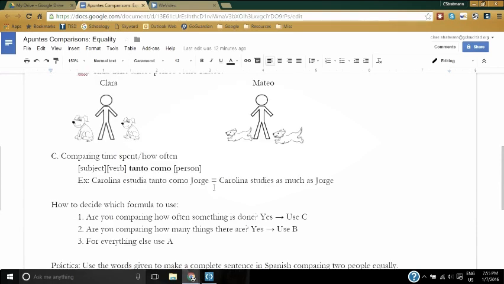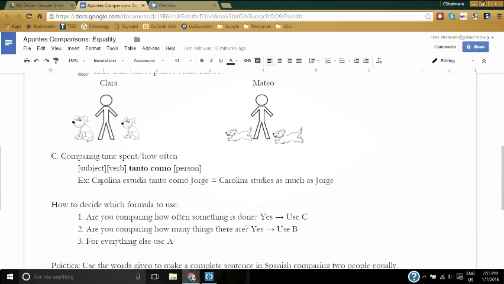Okay, the last comparison we're going to talk about is comparing time spent or how often someone does something. And this is the shortest one. Again, just like the other two, you've got to have your subject and your verb. Make sure they match. Then you'll use the phrase tanto como. It does not matter who the subject is or who the person is. It's always going to be tanto como. Do not change it. That's why it doesn't have parentheses around it.